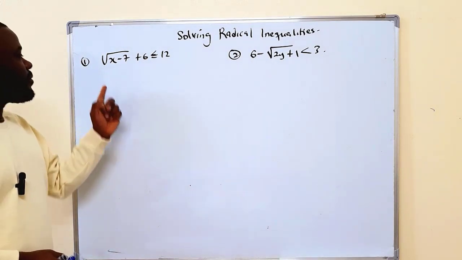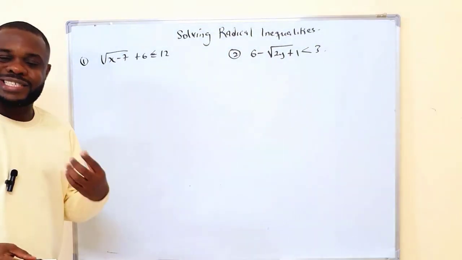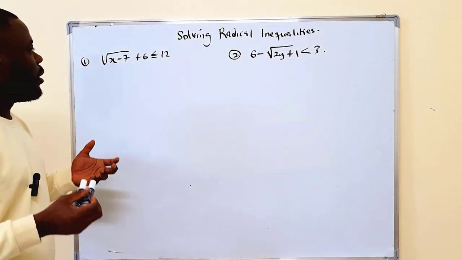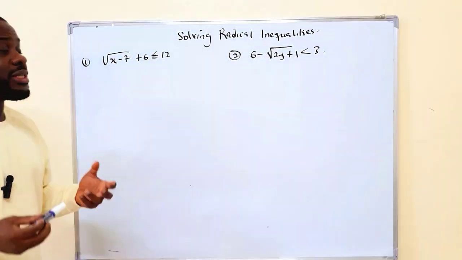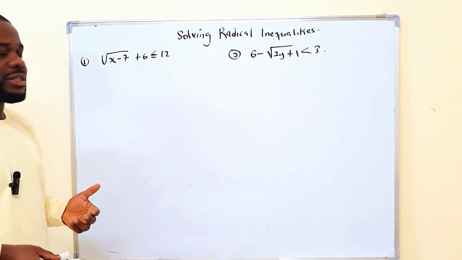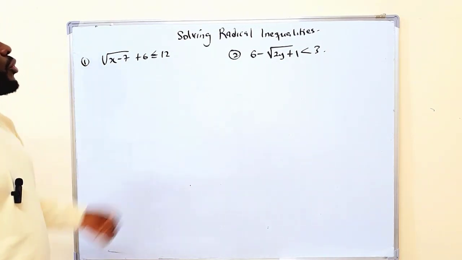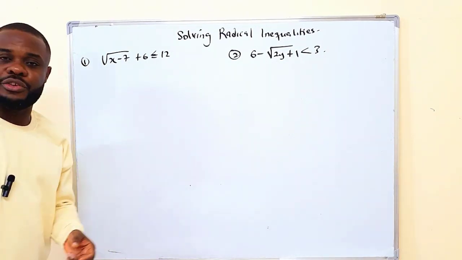So the first one, we have the square root of x minus 7, plus 6, is less than or equal to 12. What this inequality is trying to tell us is, what are the possible values of x that will make the right-hand side of this equation true to the left-hand side of this equation?